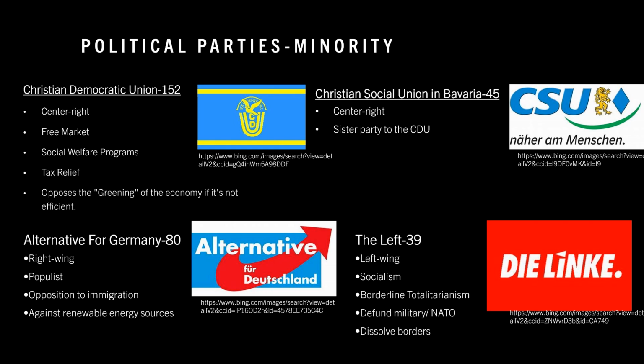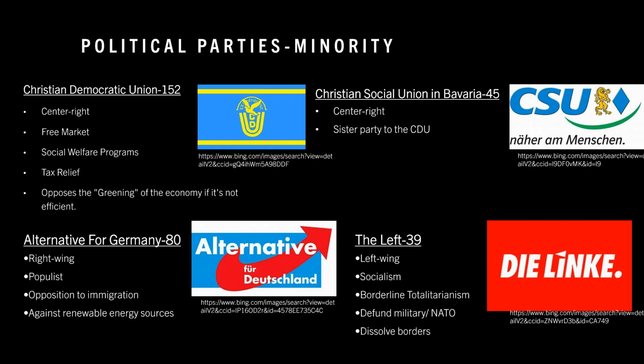And then you have the Alternative for Germany party. Now this is concerning to many because they have 80 seats in parliament, which is quite a lot, because they are a right-wing, populist, and borderline extremist party who oppose immigration into Germany, especially the Muslim immigrants that are coming into the country.